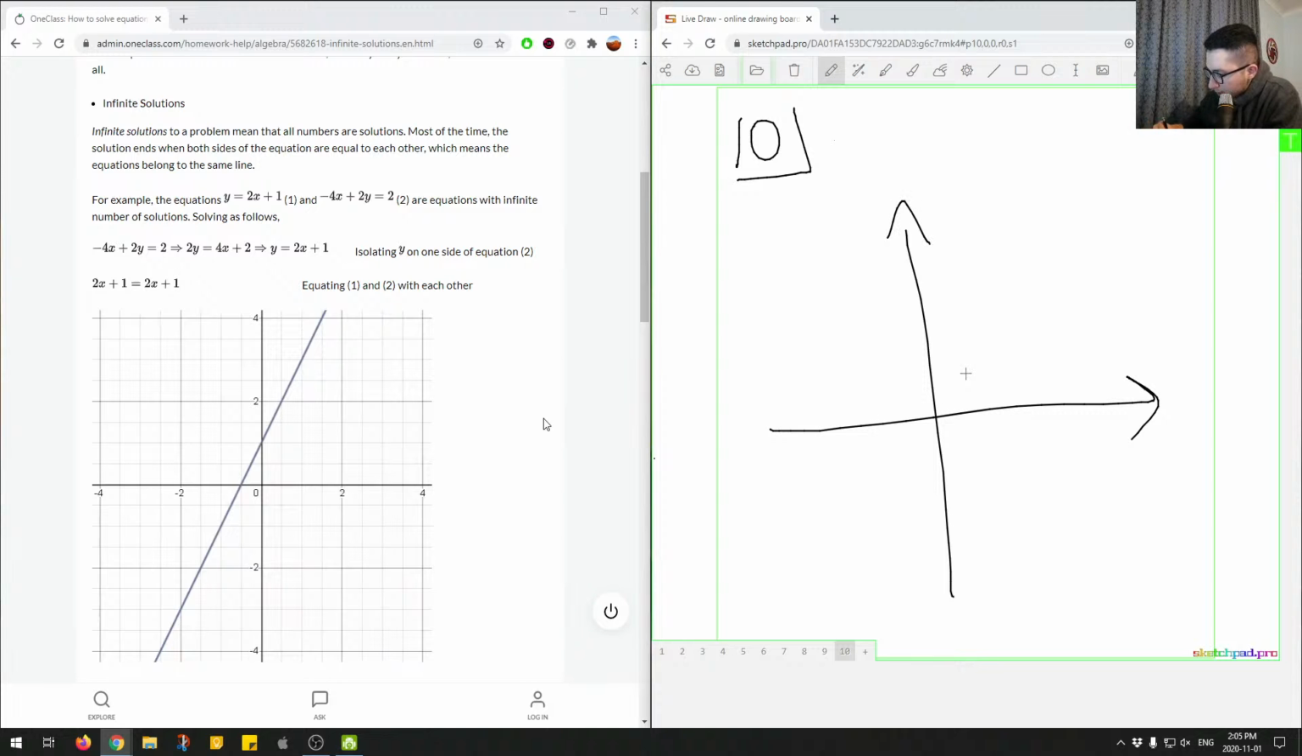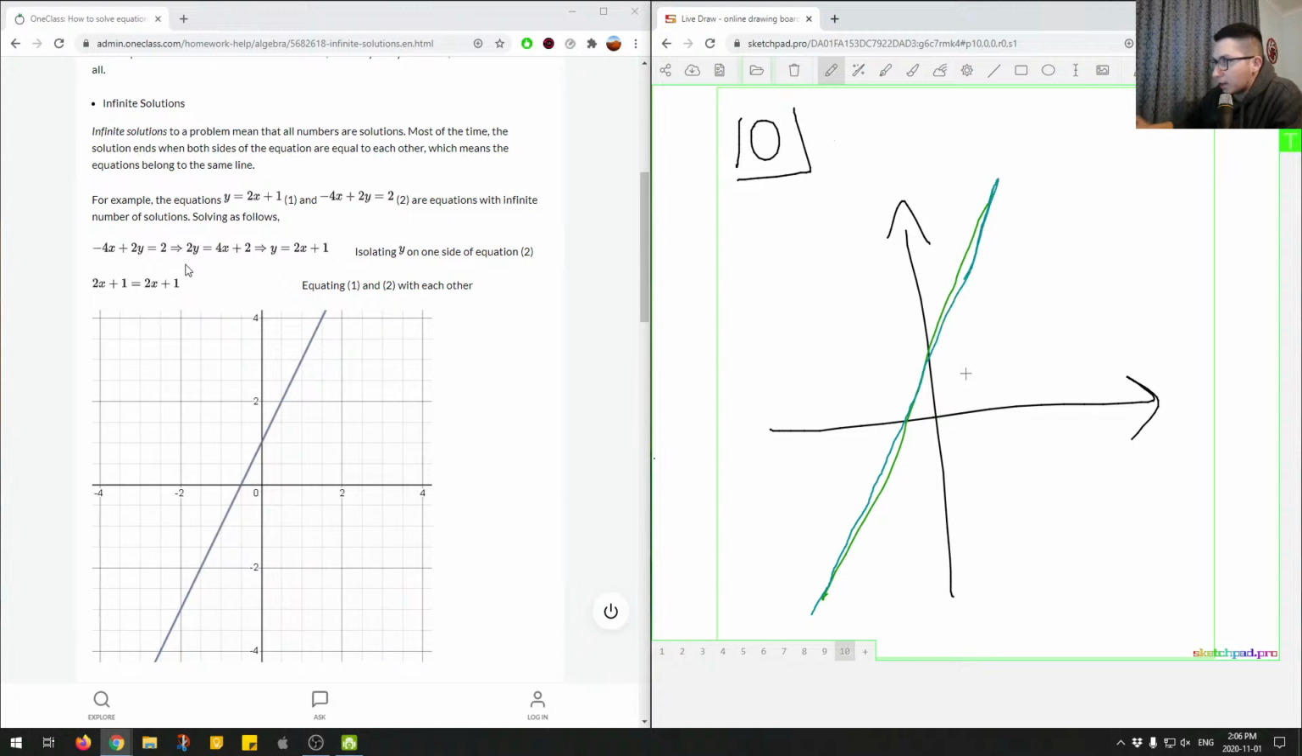So we have some line, let's say our first equation, which is y equals 2x plus 1. Let's draw this in green. It'll be something like this. This is a straight line. And then our next one, let's draw this in blue. So we drew 2x plus 1, it's essentially 2x plus 1 again. So it will be the same line on top of each other.